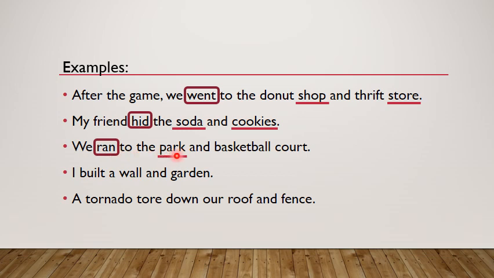The park and the court. So we underlined the nouns here. I built a wall and garden. Where is the verb? Very good. The verb is built. Where are the direct objects?